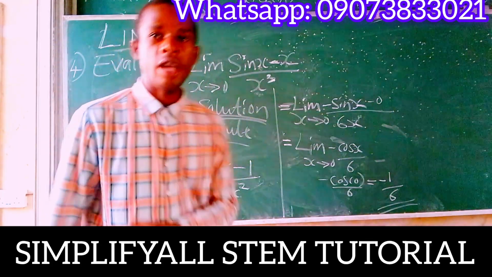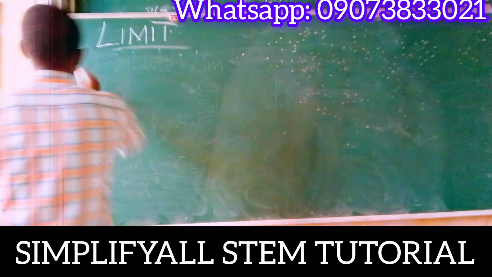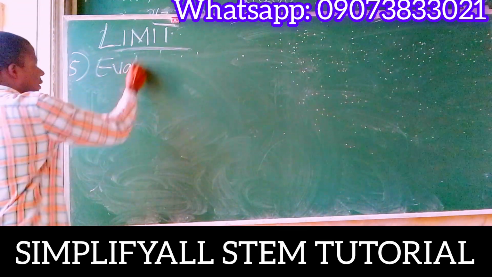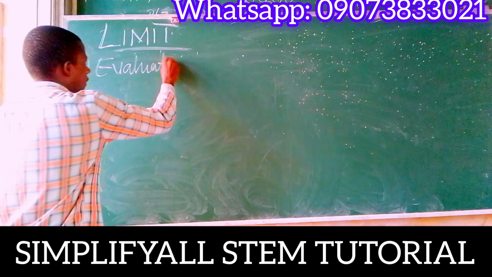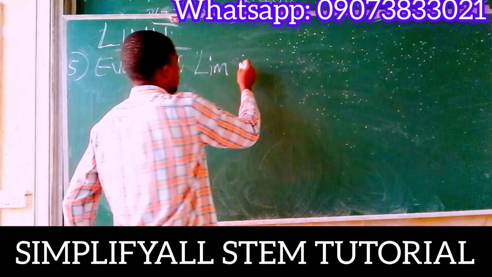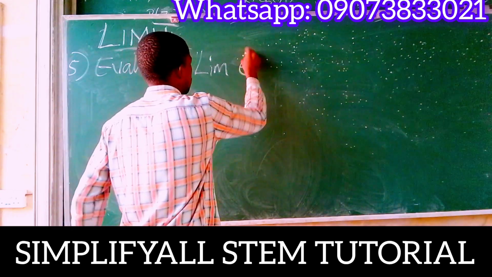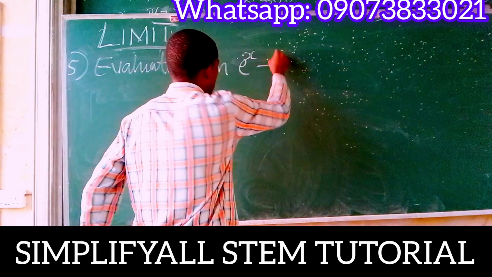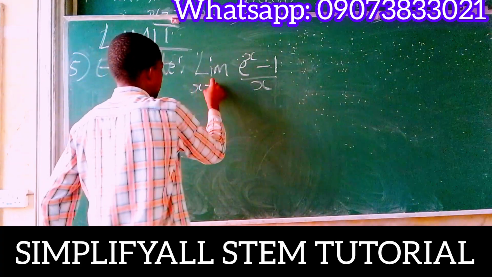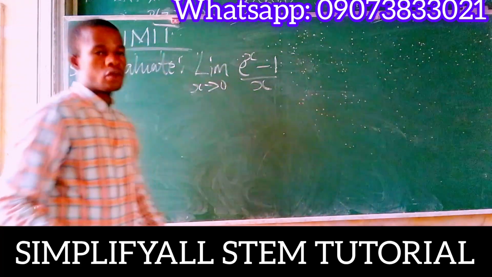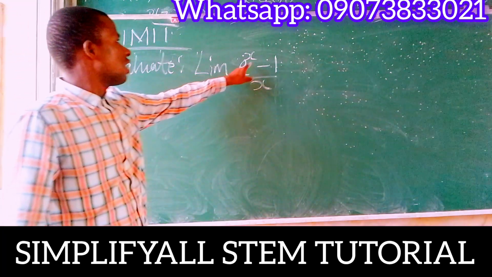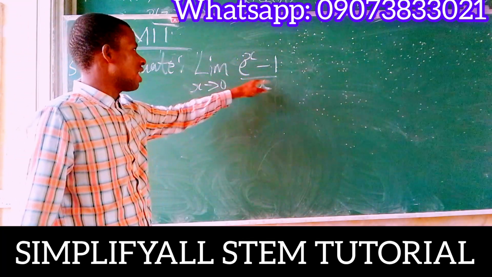at the fifth example. On this fifth example, you should evaluate the limit of exponential x minus 1 all over x as x tends to 0. Please pay attention to this. Evaluate the limit of exponential x minus 1 all over x as x tends to 0.